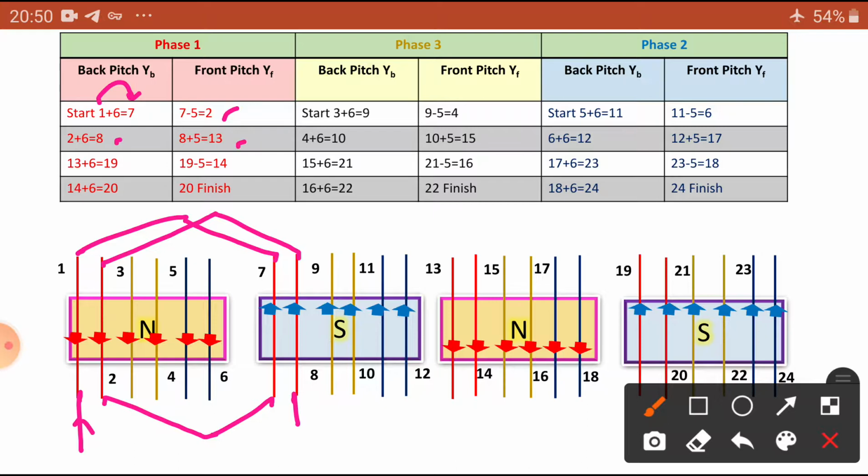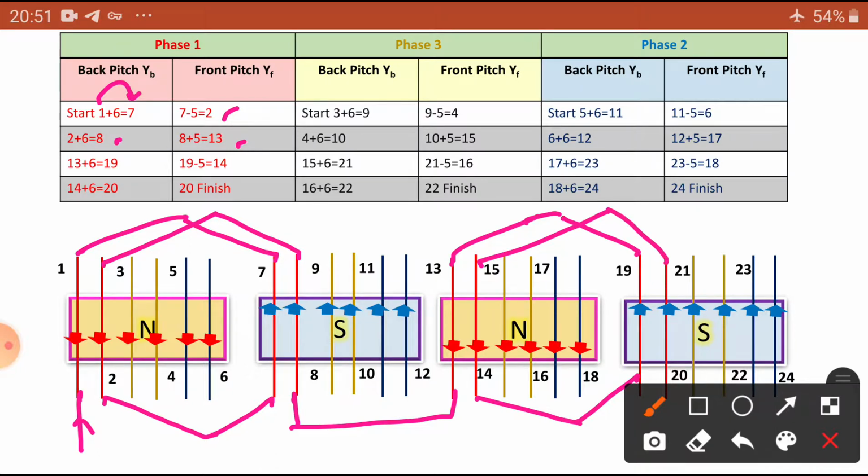8 to 13, we have to connect, because side by side is the other phase. You can see the red phase, and we are going to connect here. So 13 is connected to 19th, one pole pitch. So 19th is once again connected to the 14th. So this is the 14th. 14 is once again connected to 20th. So 20th is the finishing.